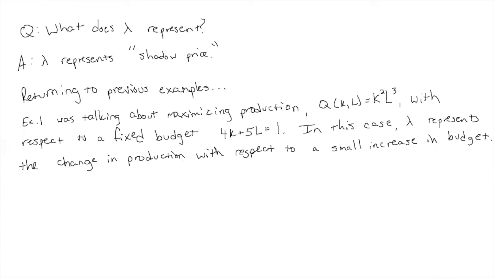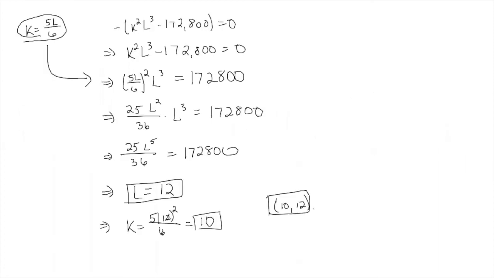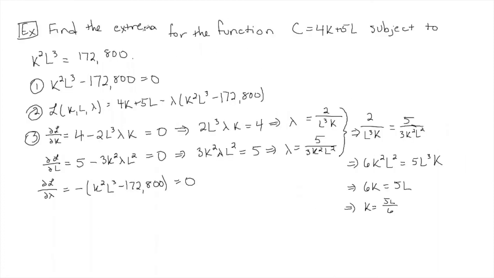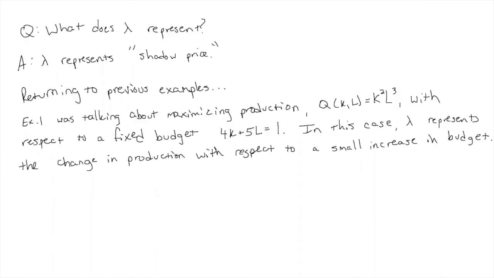If we return to example 2, I didn't number these, I probably should have, that's okay. We're looking for the extrema of this function, which turns out to be a cost function, subject to the constraint K squared L cubed equals 172,800. Now, K squared L cubed we saw in the first example represents production, and it does the same here.